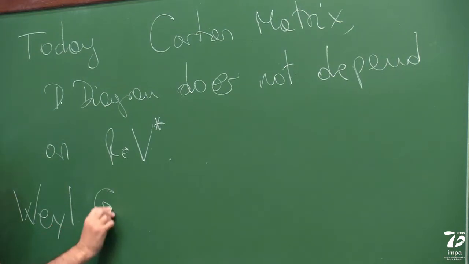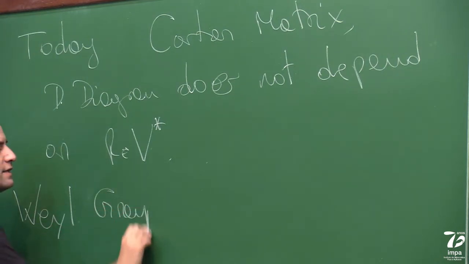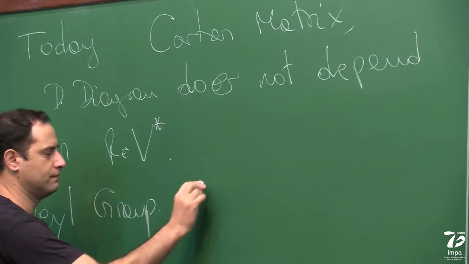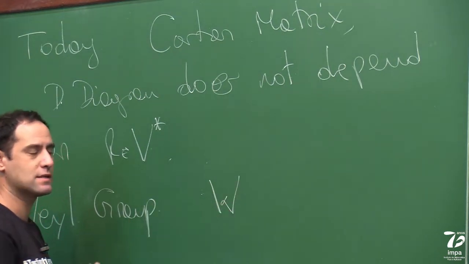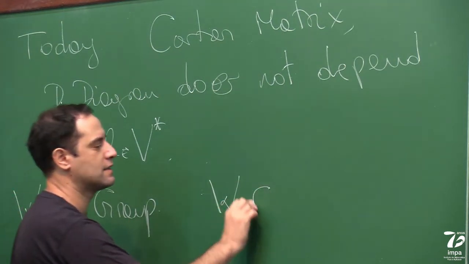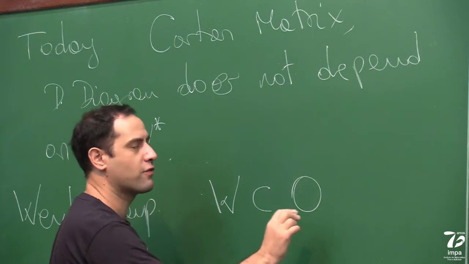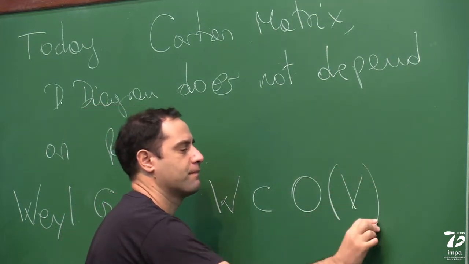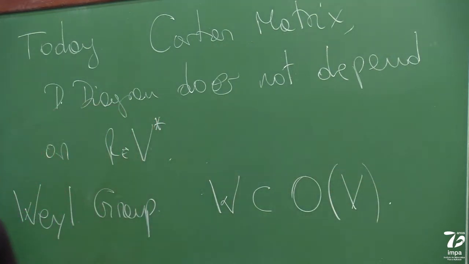So I'll define this as a subgroup of, so this is going to be something that depends on the root system, and I'll define this as a subgroup of the orthogonal group of V. Did Jethro define what the Weyl group is for a root system? No.